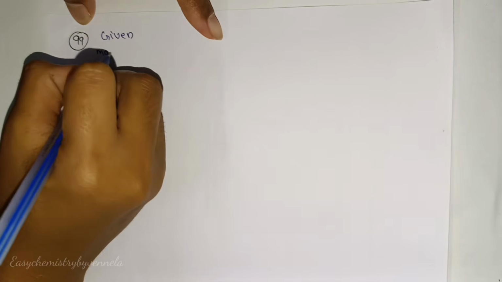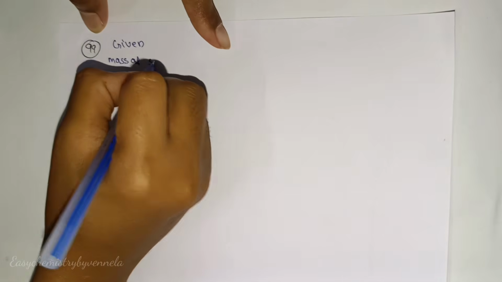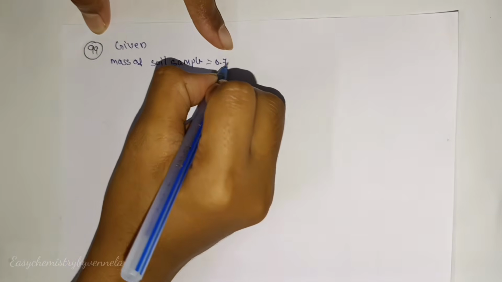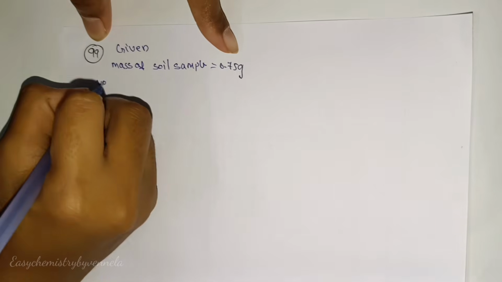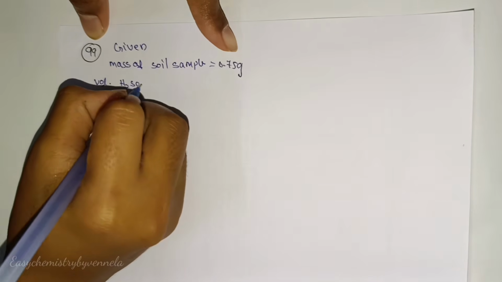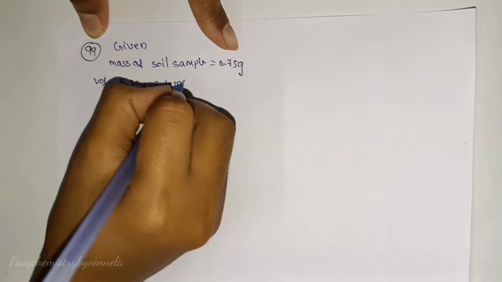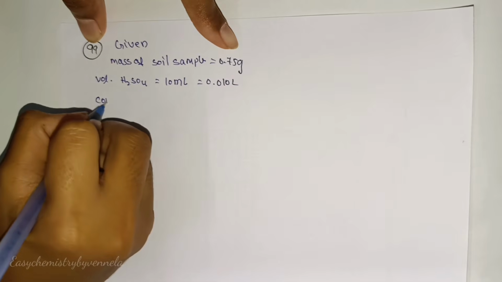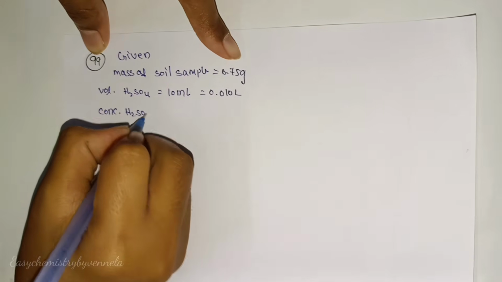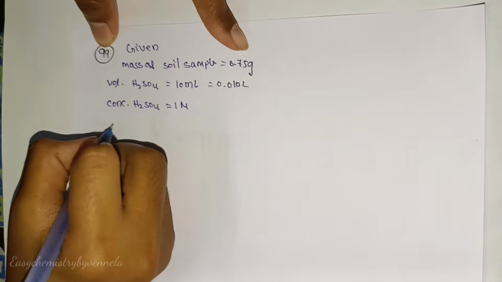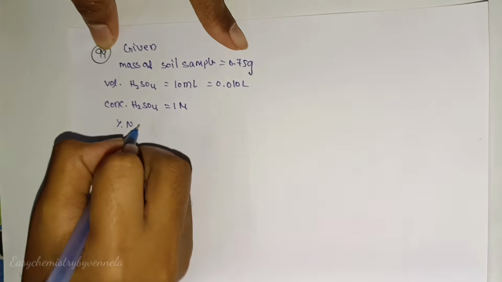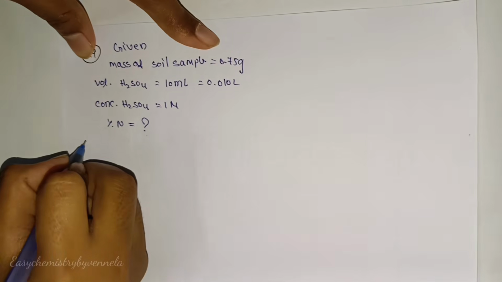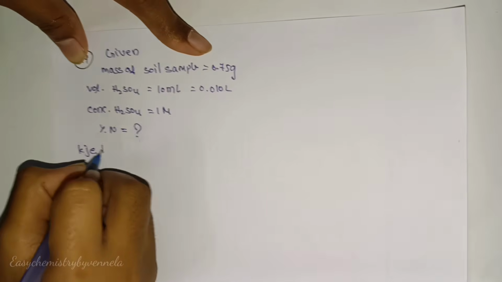So in this question, given is the mass of soil sample, how much? 0.75 gram. Volume of H2SO4 is equal to 10 milliliter, 0.010 liter. Concentration of H2SO4 is already given, 1 M. Percentage of nitrogen in soil you have to find out. So this is the Kjeldahl method.